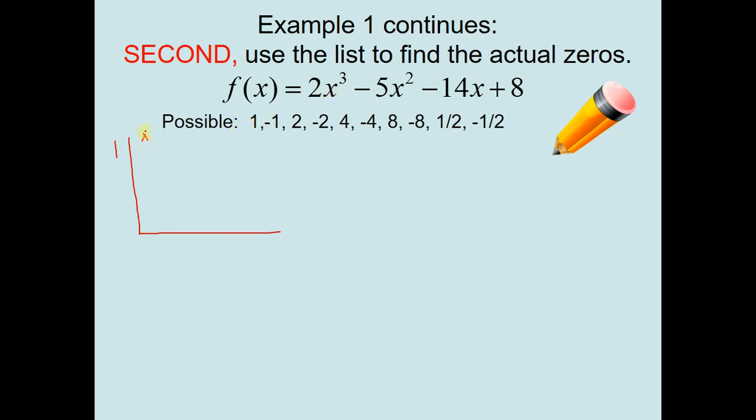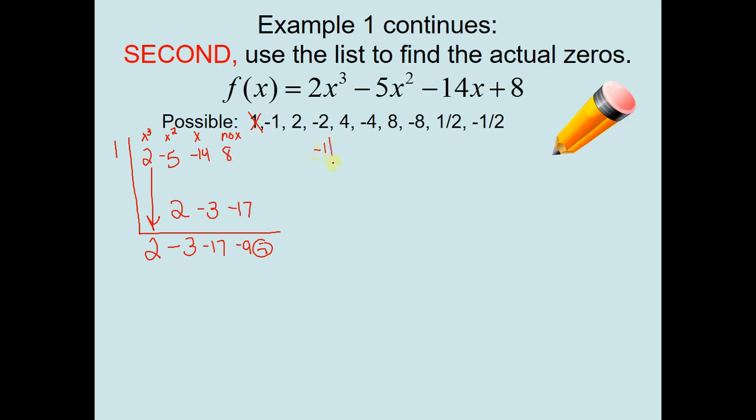So then I'm going to set up my synthetic division, starting with an x cubed, because that's the biggest power we're dividing by, right? So I got 2, negative 5, negative 14, and 8. So let's drop 2. 2 times 1 gives me 2. Negative 5 plus 2, that's negative 3. Negative 3 times 1, that's negative 3. That's negative 17. Negative 17 and negative 9. Frowny face. Did not get a 0. So 1 is not a 0 for us.